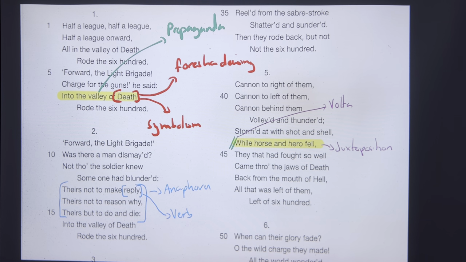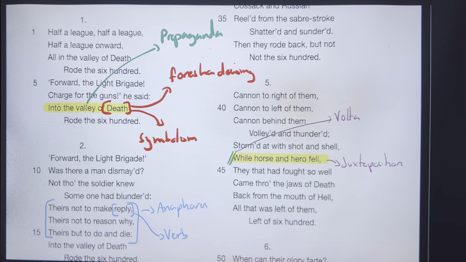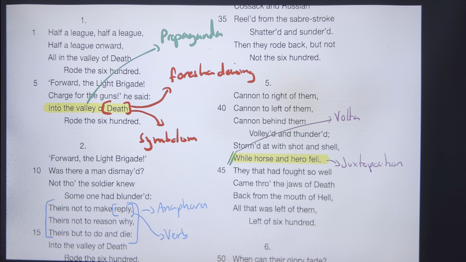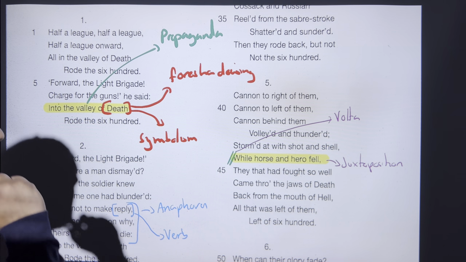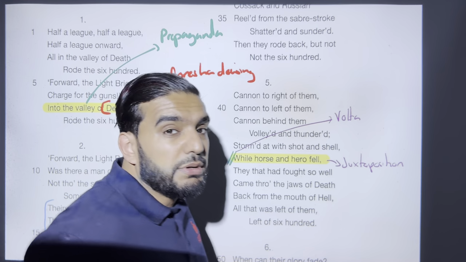Now, guys, of course, for every poem, you can speak about loads more quotes. But remember, I'm trying to give you all 15 poems in one video. I can't go over every single quote. Now, what are we doing with these quotes? Into the Valley of Death: symbolism, foreshadowing, propaganda. The first point, guys, about propaganda is this.